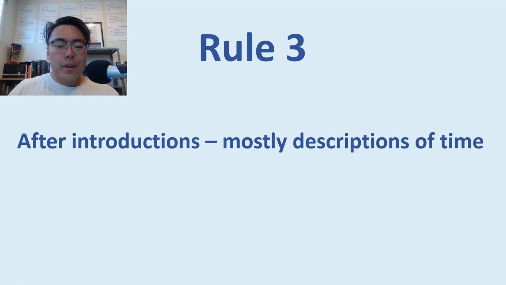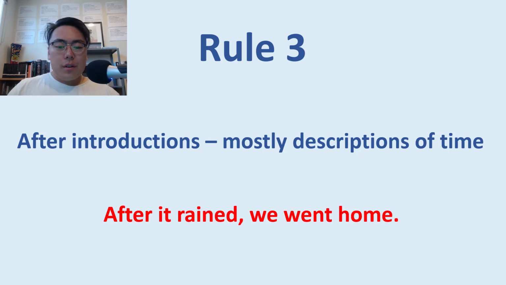The third way is after introductions. Mostly, not all of the time, but mostly these introductions are just descriptions of time. In this example, you say, after it rained, we went home. You can't put a full stop here because you can't just say after it rained. If you just said it rained, then you could put a full stop because that would have been our subject and our verb. But if you say after it rained, we're asking, okay, what happened after it rained? Then we need to follow it up with the clause, we went home.